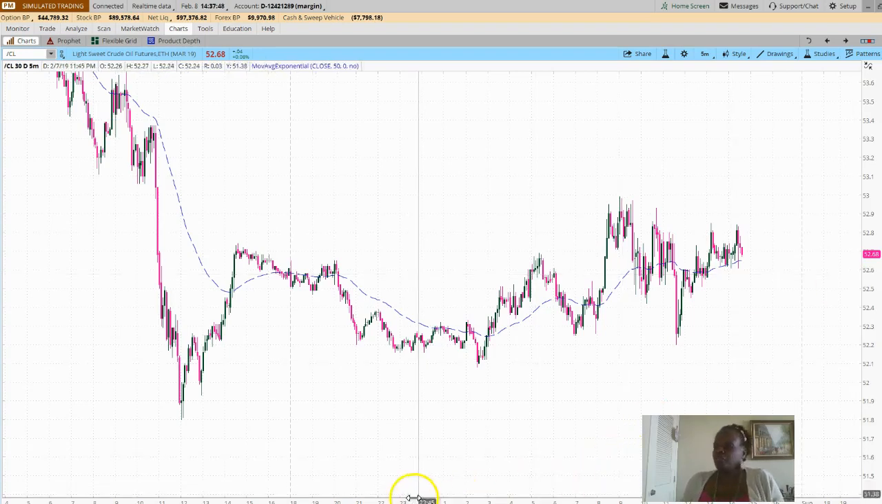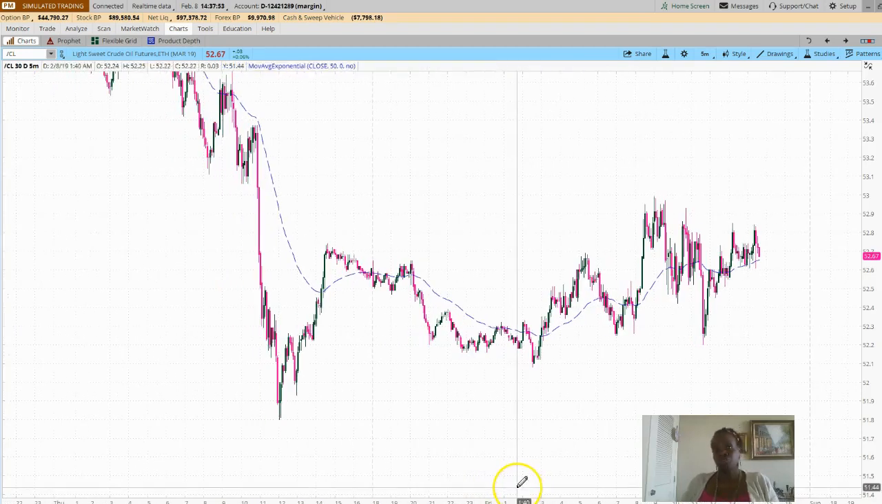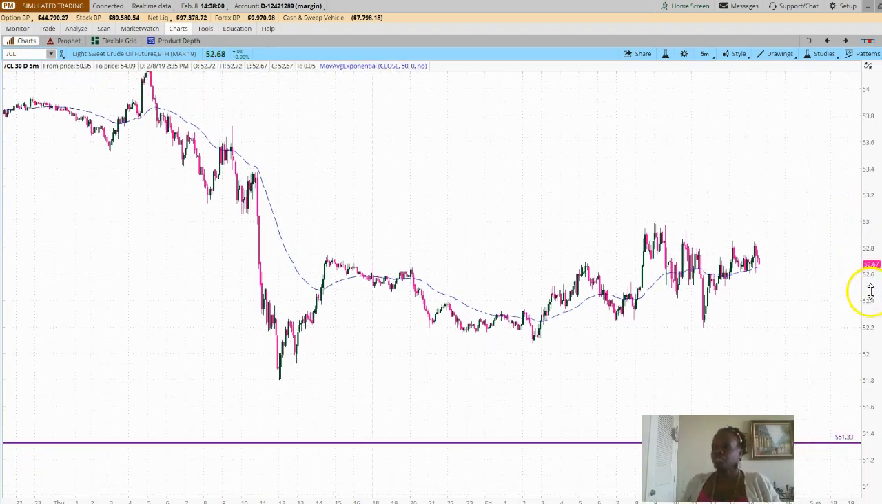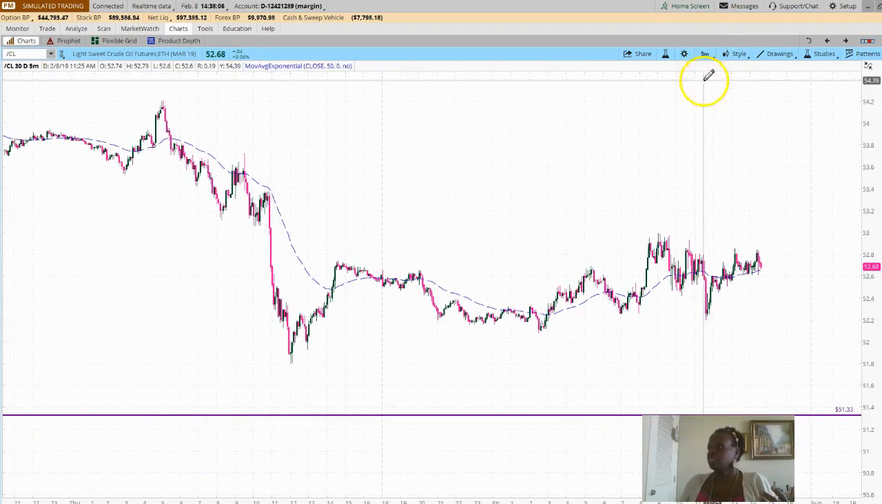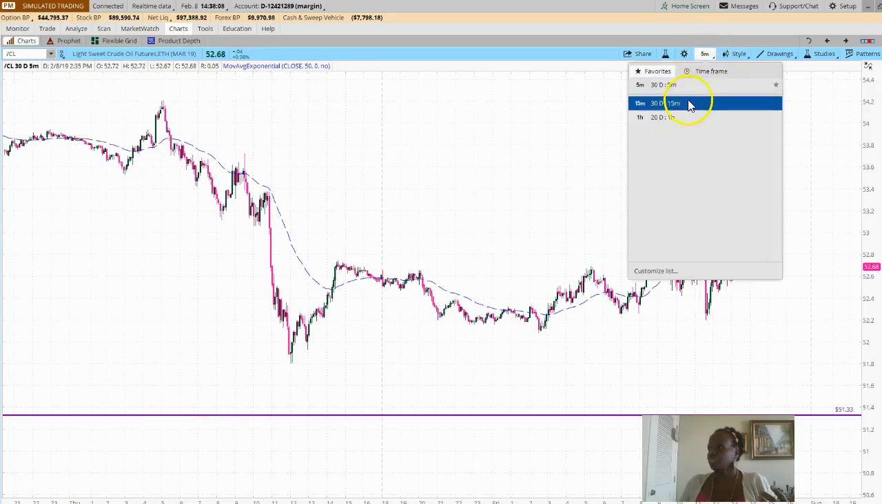All right, so this is a crude oil chart, and the first thing you want to do is step back and look at the bigger picture. What is the bigger picture saying to you? Is the market up, down, sideways? So that's what we're doing here. I'm just going to switch over to the larger time frame.